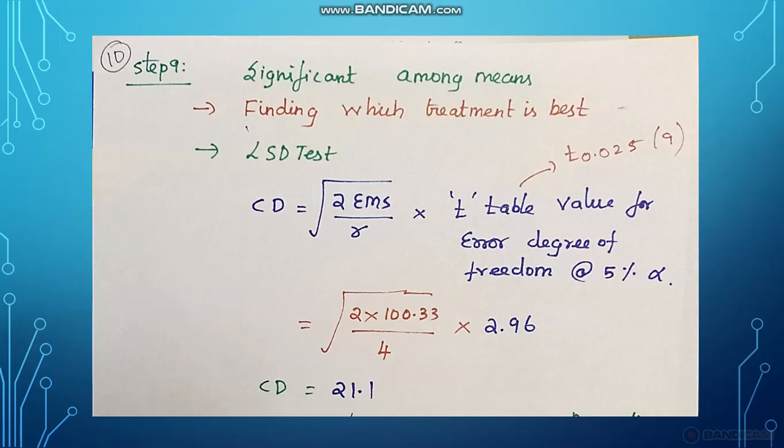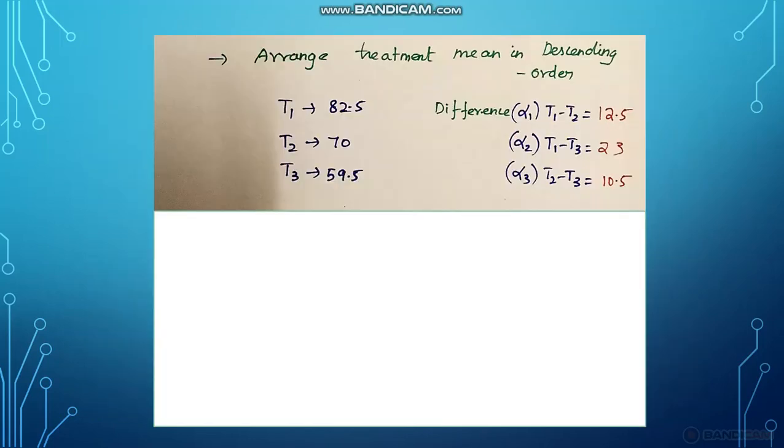After finding the CD value, you want to arrange the treatment means in descending order, like this. T1 is the highest mean value, T2 is the second highest mean value, and T3 is the third highest mean value. Then you want to find the difference between the mean values, like this: T1 minus T2, T1 minus T3 and T2 minus T3.